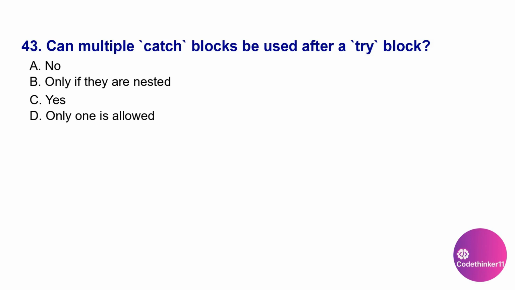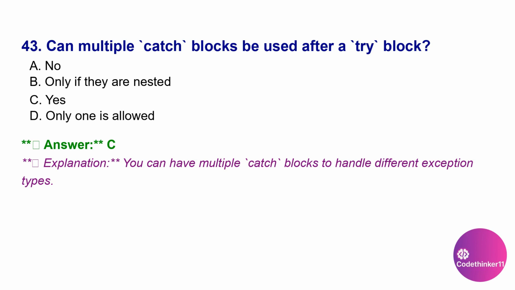Question 43. Can multiple catch blocks be used after a try block? Option A. No. Option B. Only if they are nested. Option C. Yes. Option D. Only one is allowed. The correct answer is option C. Explanation. You can have multiple catch blocks to handle different exception types.